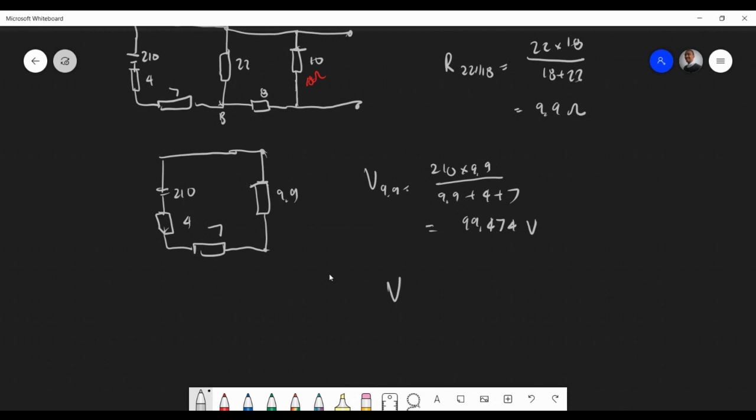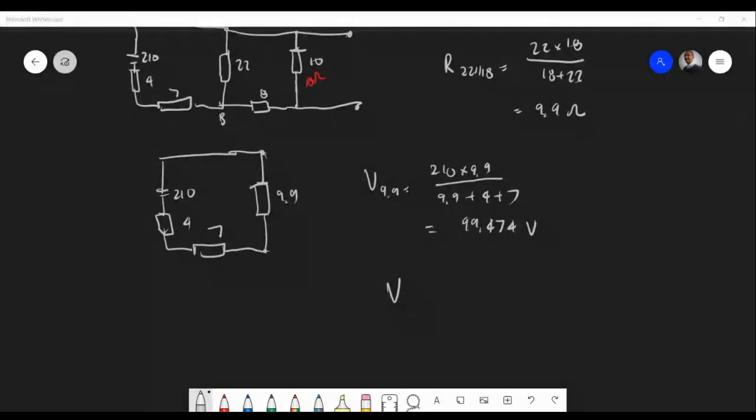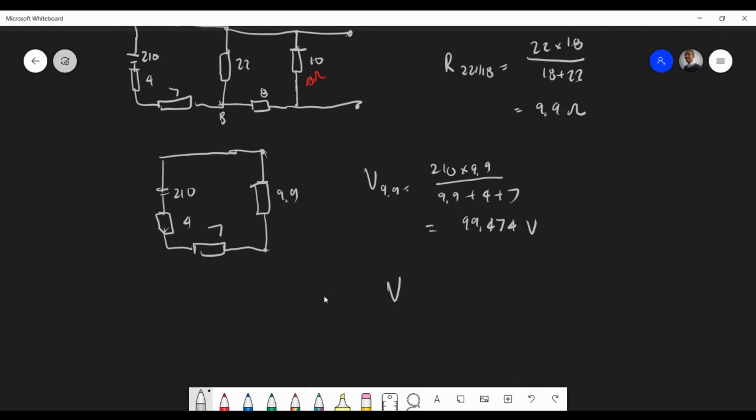So once you have the voltage here, and this is now a series circuit, we want the voltage across the 10 ohm resistor, right? So if you're going to do that, it's the voltage, this voltage here, so it's going to be 9.9474. That's a voltage across here, right?